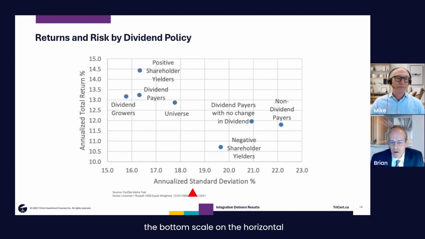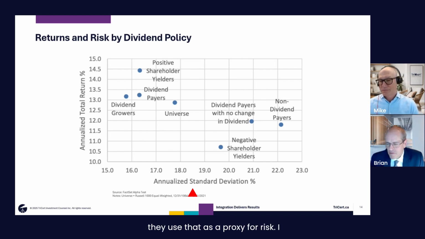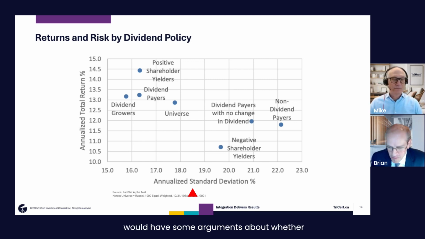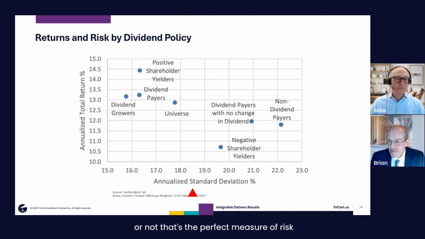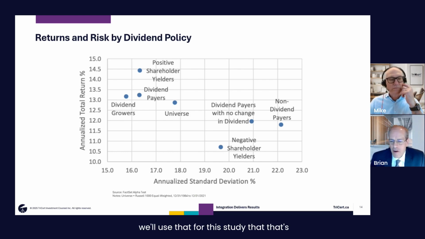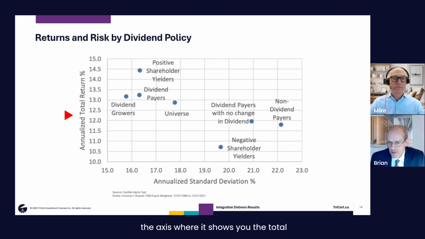And what you're seeing on the bottom scale on the horizontal axis is, let's say, standard deviation. They use that as a proxy for risk. I would have some arguments about whether or not that's the perfect measure of risk in a stock. But either way, we'll use that for this study. That's how much a company wiggles around and how, let's say, risky it is compared to the axis where it shows you the total return there on the vertical axis.